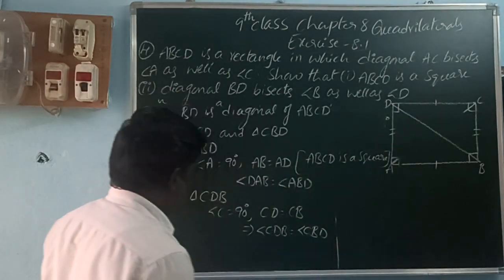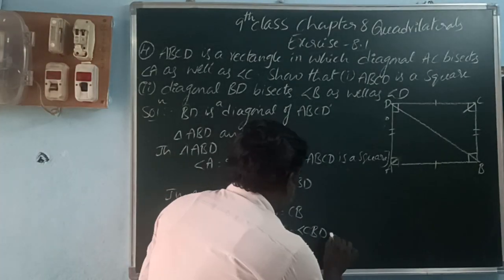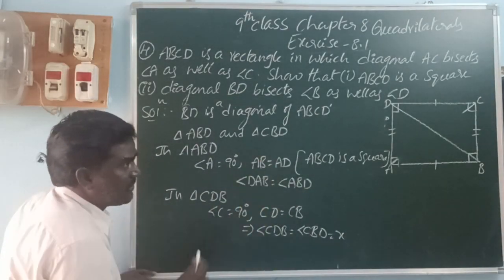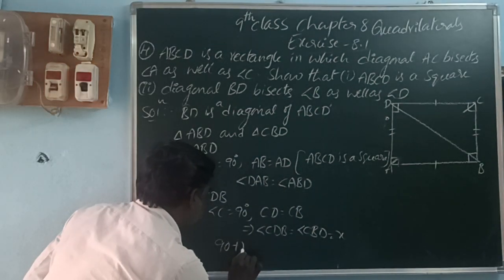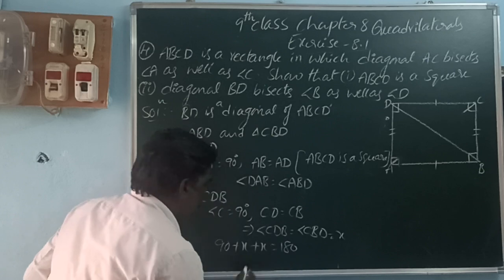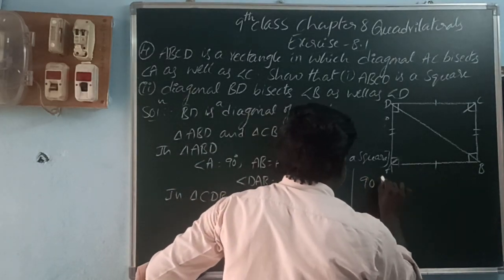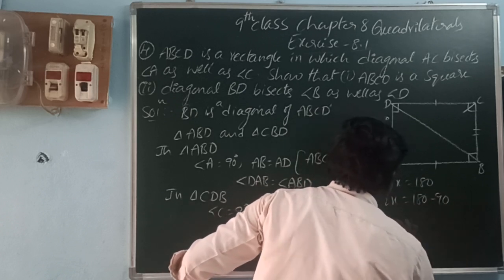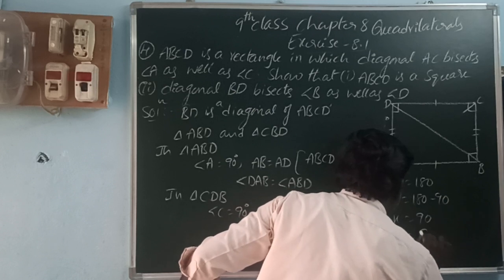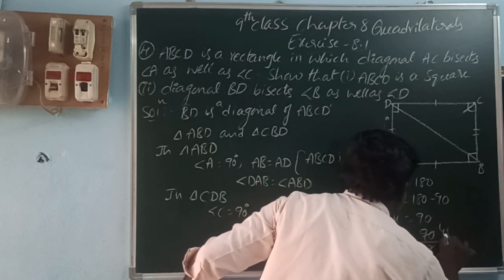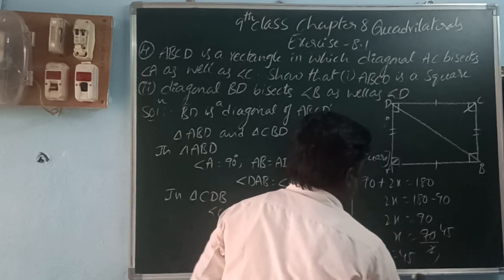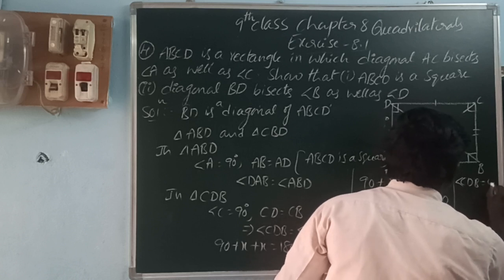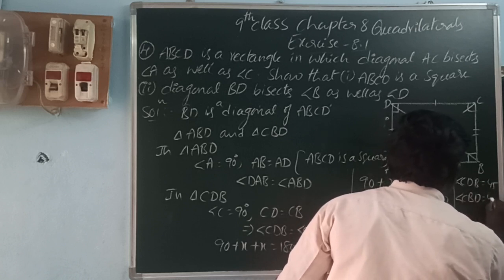The sum of angles in a triangle is how much? 180 degrees. This angle we don't know, so let it be x. So in triangle CDB, the sum of angles is 180 degrees. That is 90 plus x plus x is equal to 180. So 2x is equal to 180 minus 90, 2x is equal to 90. x is equal to 90 by 2, that is 45 degrees. So angle CDB is equal to 45 and angle CBD is equal to 45.